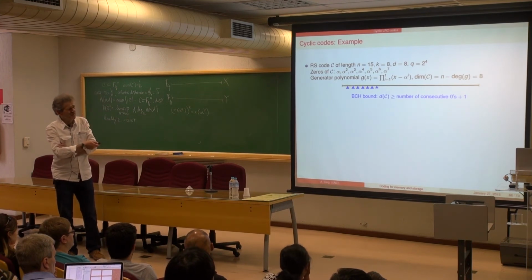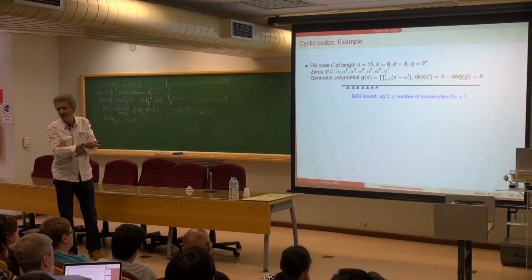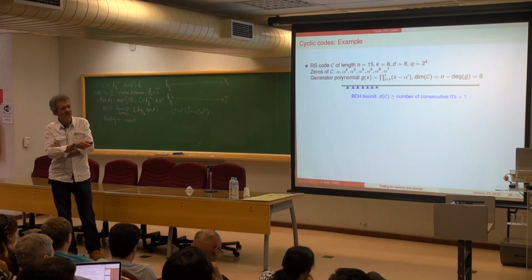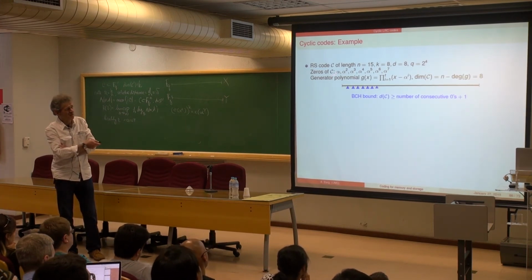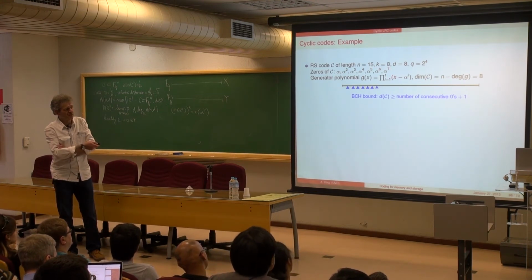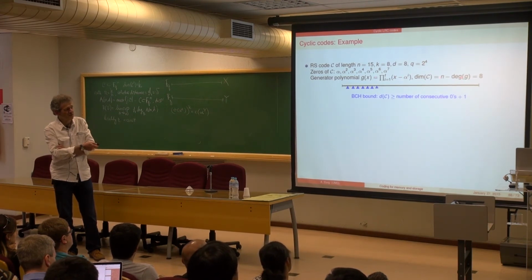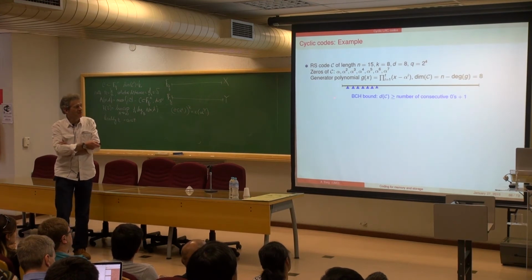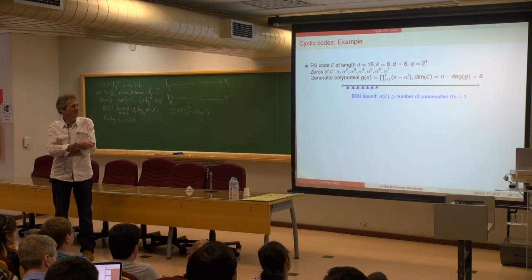Before doing that, let us again look at the following example. So n is 15, k is 8, and then the distance is 8 because k plus d is n plus 1. Q is 2 to the 4. Let us say the code has the following zeros, alpha through alpha 7. It's a cyclic code, so the generator polynomial has all of those zeros, and the dimension is n minus the degree of g, which is 8.